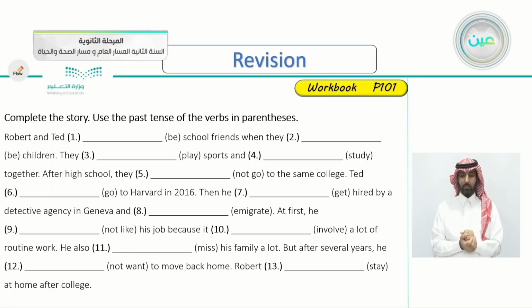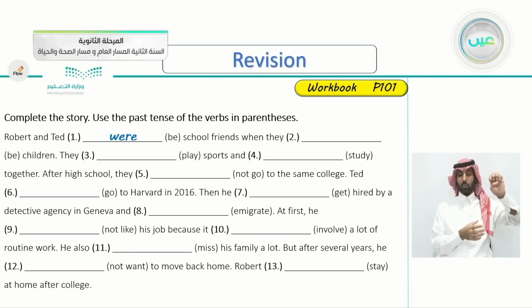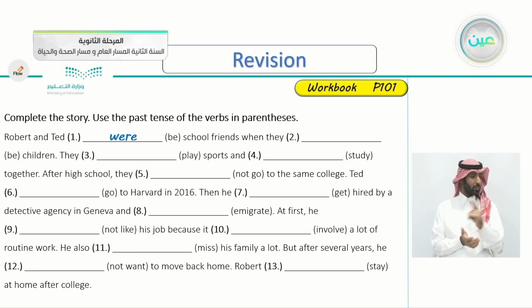So let's read together. Robert and Ted be school friends when. So the first one, be, yes, were, not was, were, because it's plural. Ted and Robert, it's not singular, it's plural. Robert and Ted were school friends when they be children. Yes, it's the same, when they were children.